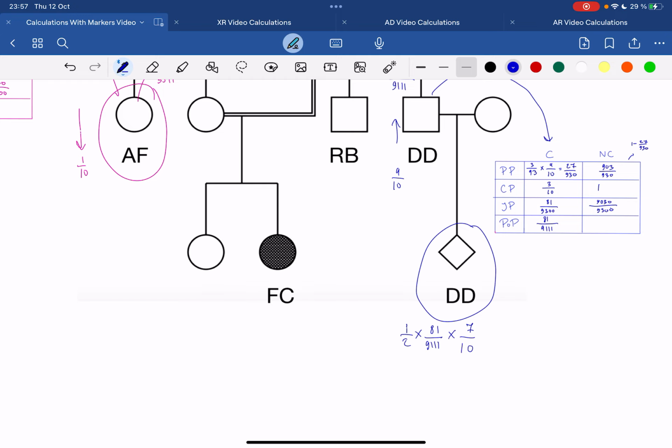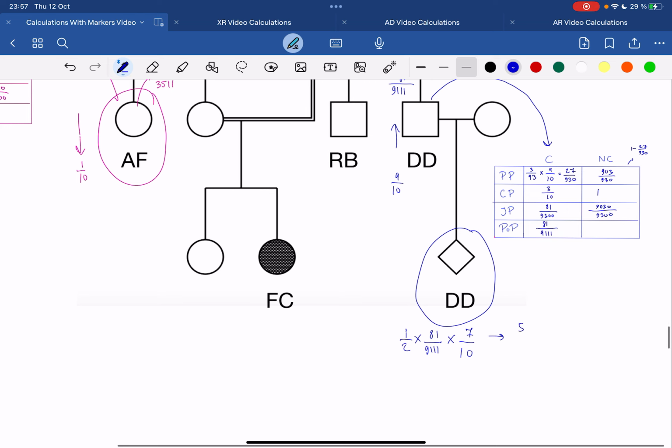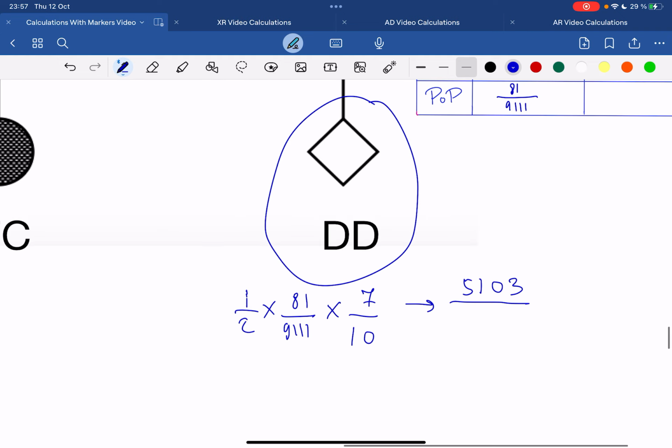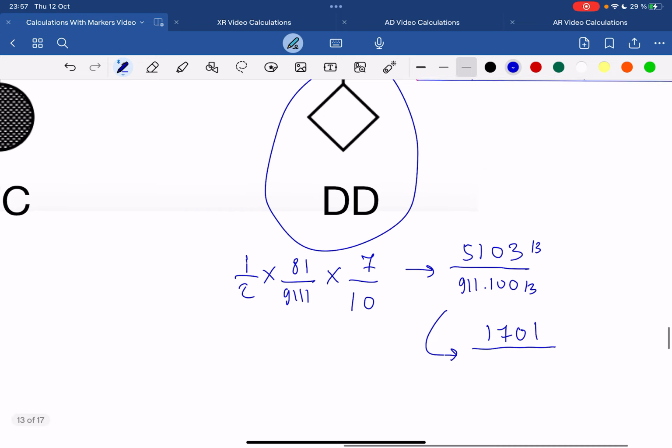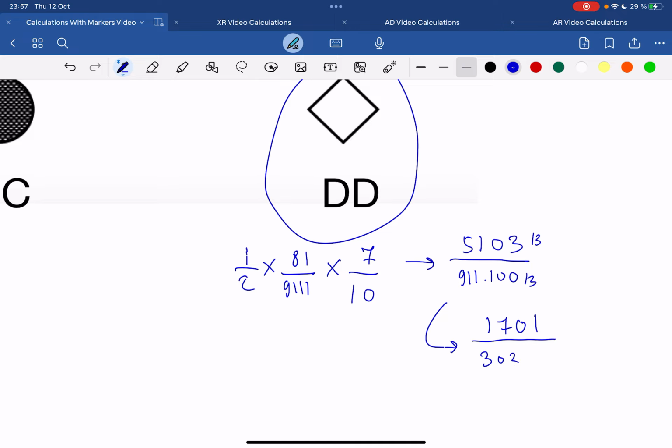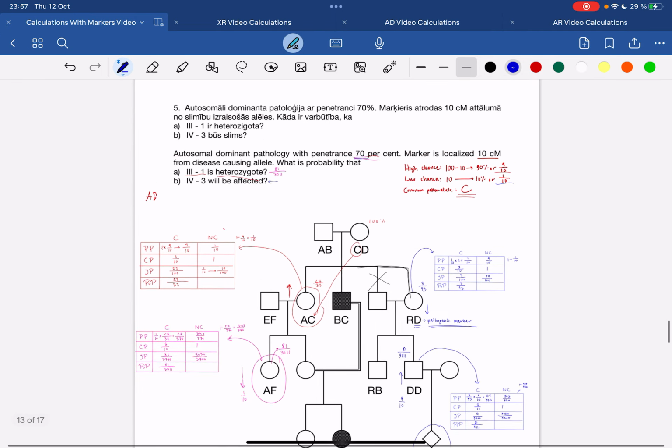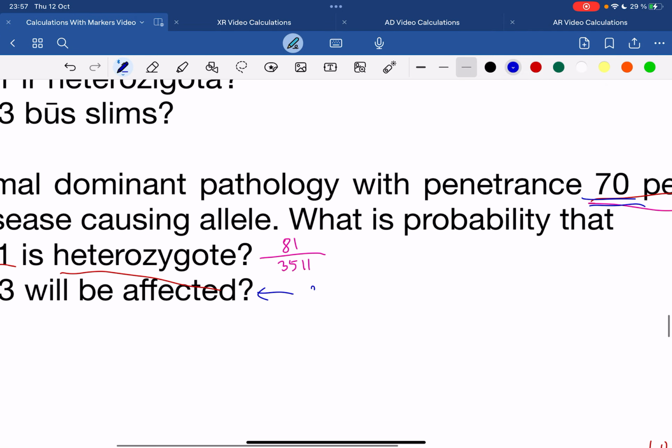And that is equal to 5103 divided by 911,100. And we can divide these by 3 in order to get 1701 divided by 303,700. And that is the final calculation for this.